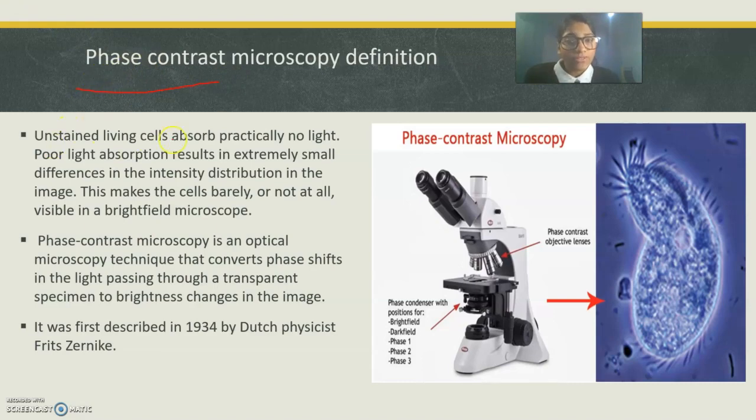Unstained living cells absorb practically no light. Poor light absorption results in extremely small differences in intensity distribution in the image. This makes the cell barely or not at all visible in bright field microscopy. That's why we are using the phase contrast microscope. It was first described and invented by the Dutch scientist Frits Zernike.